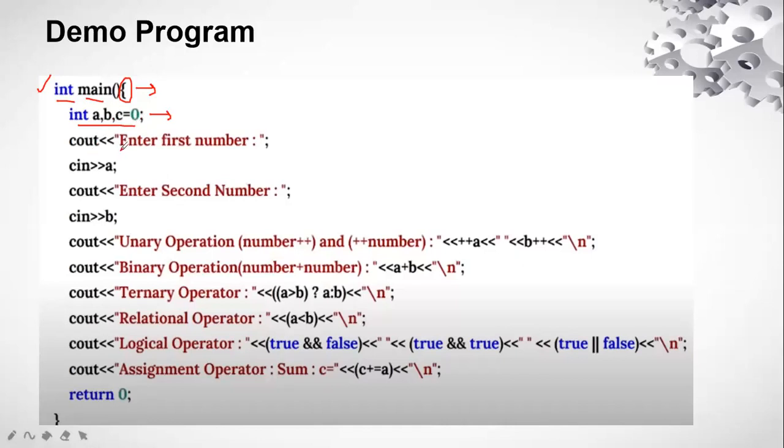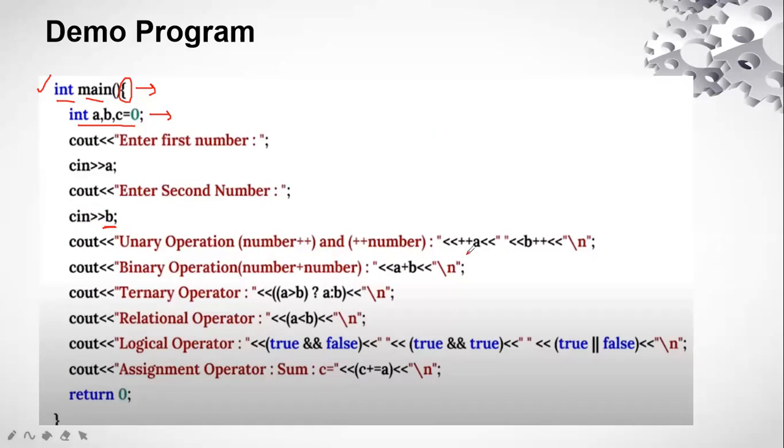Now cout, less than sign, enter first number. So the console will show you enter first number. Then cin a, that means you are going to give the value and it is taken as input. Again cout, enter second number will be displayed on your console. You are going to give the number as b, and that will be stored in b. Cout, unary operation, number plus plus and plus plus number.